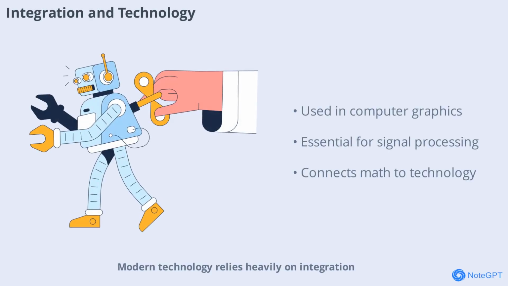Modern technology relies heavily on integration, from computer graphics to signal processing. Calculating areas, volumes, and accumulated values is essential for rendering images, analyzing data, and designing electronic circuits. Integration bridges the gap between abstract mathematics and practical technology.